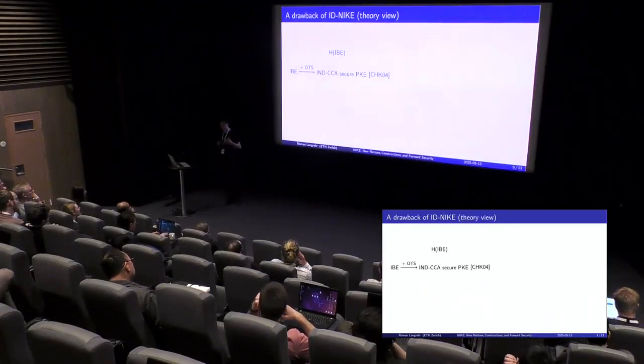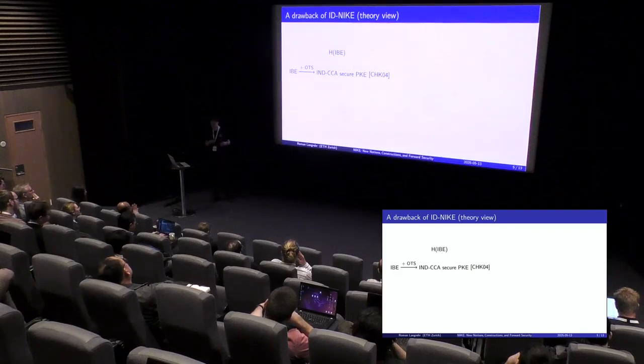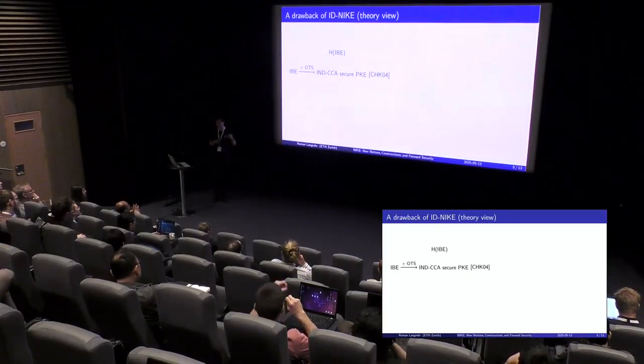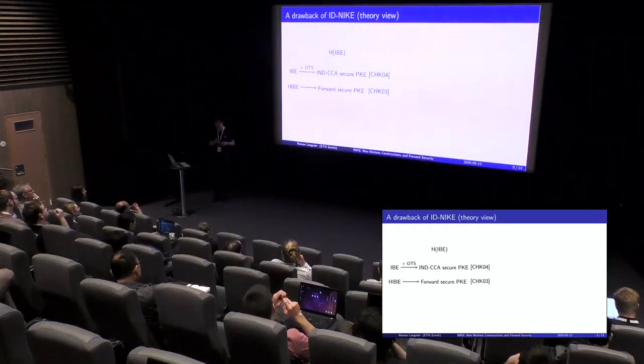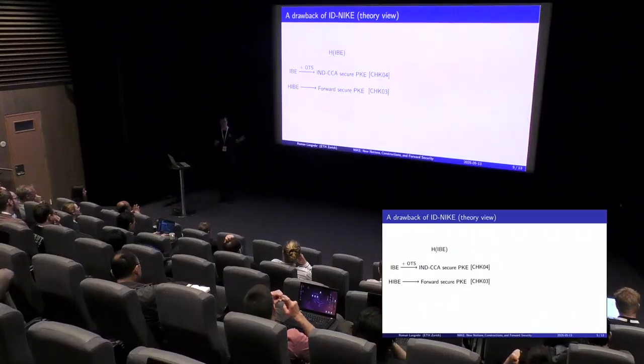And another problem that essentially is the same problem is the following. For identity-based encryption, we have several results that help us to build regular public key encryption. For example, by Canetti, Halevi, and Katz, there's this result that identity-based encryption implies CCA secure public key encryption with one-time signatures. And another result by the same authors in a different work is that the hierarchical version can be used to build forward secure public key encryption. And it would be interesting if we could get the same results in the Nike setting.